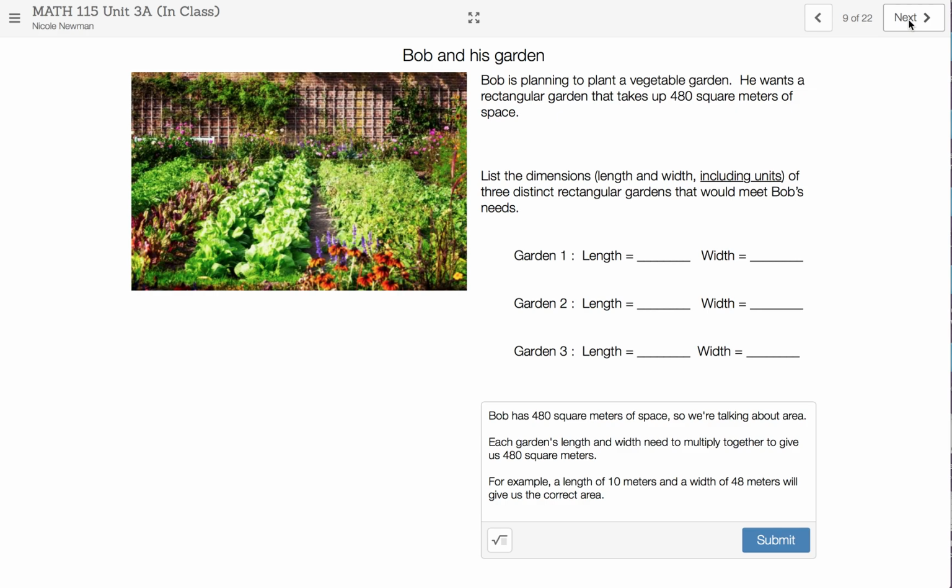This one, Bob has 480 square meters of space, and I would like you to tell me about some sizes of his garden that would meet those requirements. Because this is square meters of space, we're talking about area. And so each pair that you write down, each length and width pair, when you multiply those together, we need to get 480. That should give us 480 square meters. So just as one example, if we use 10 meters by 48 meters, that would give us 480 square meters. When you check your work here, multiply your length and width together, and you should get 480 every time.